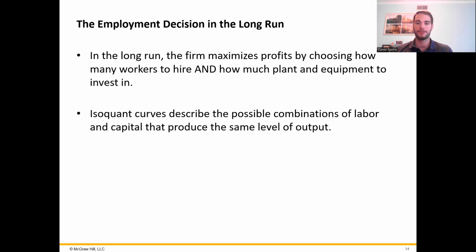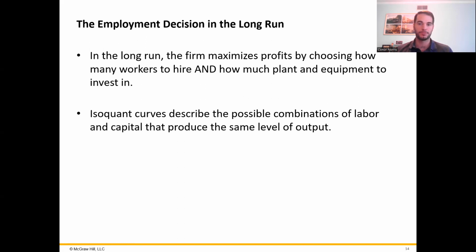This means firms now face a more complex decision in the long term. It's not just about hiring workers at a given wage. They have to consider how much capital to invest in, so things like machinery or technology that makes workers more productive. Firms need to figure out the best combination of workers and capital that allows them to produce their goods at the lowest possible cost while meeting demand.